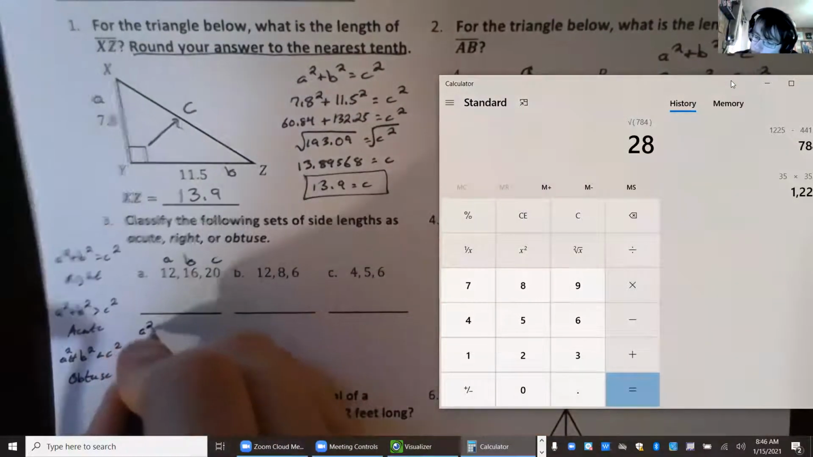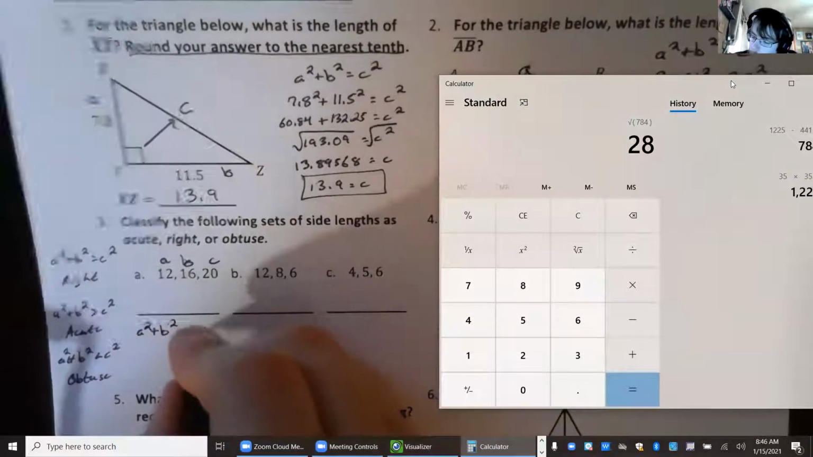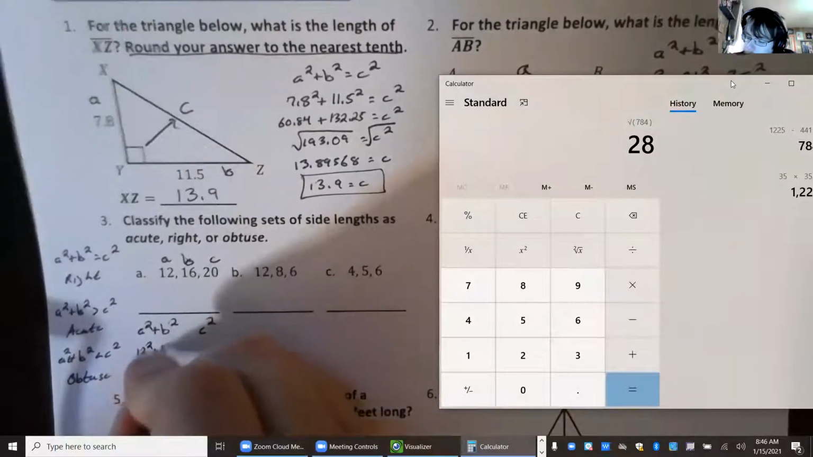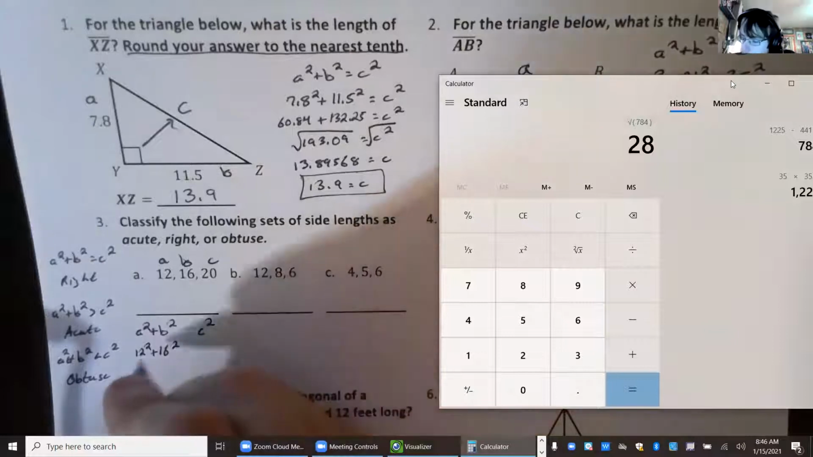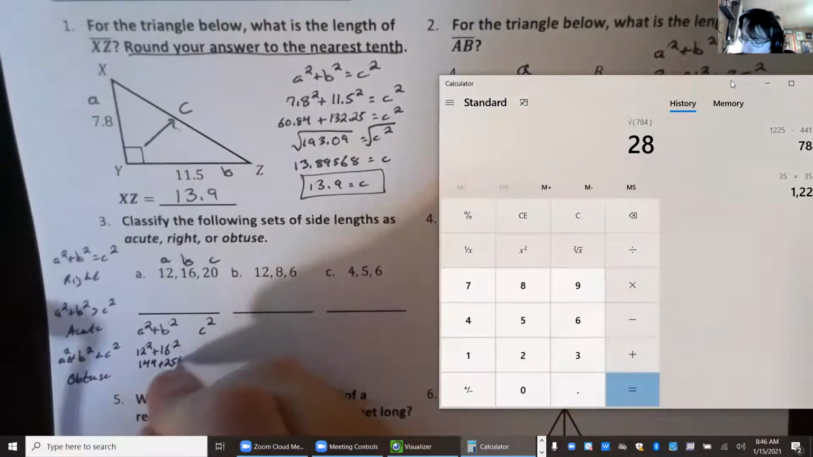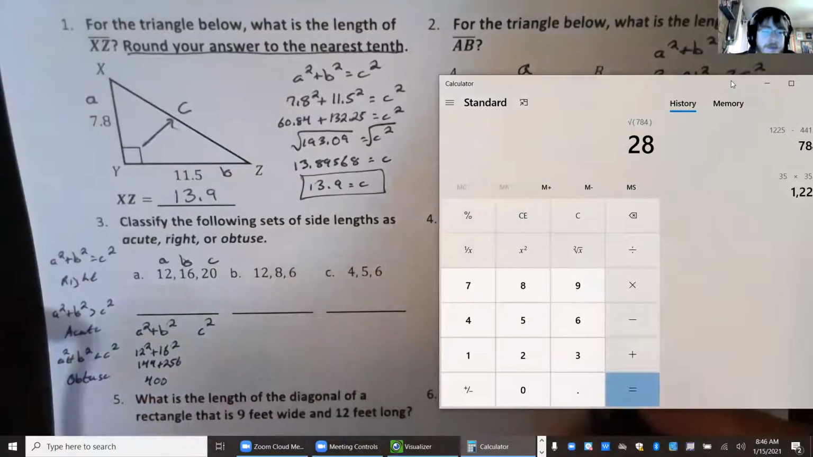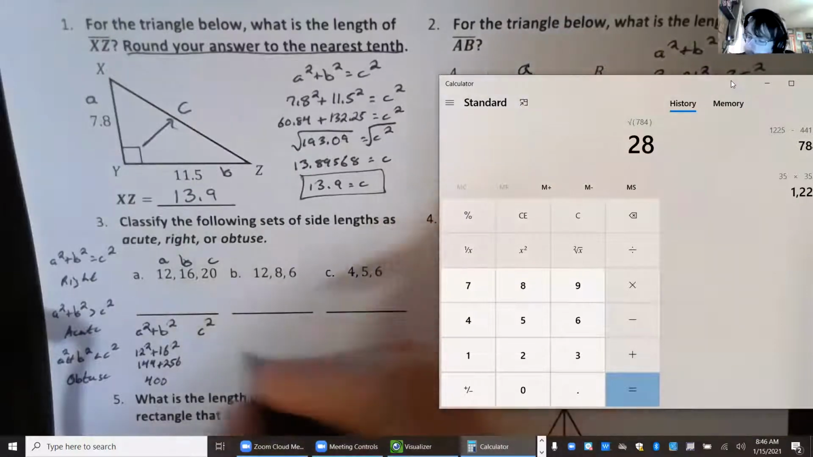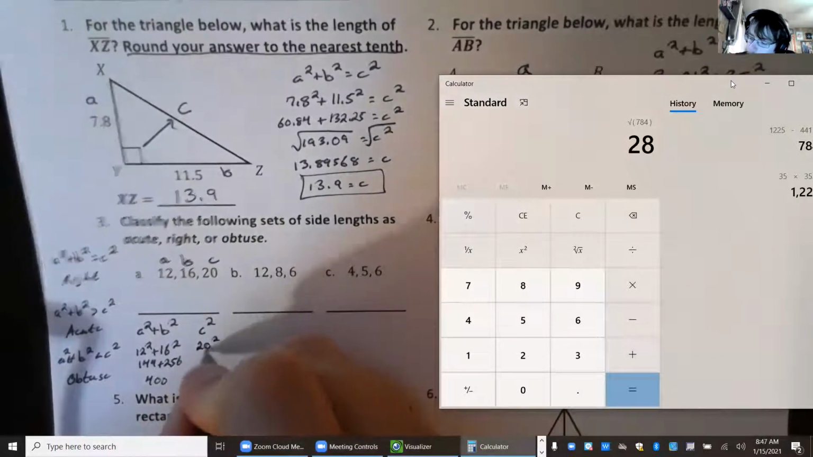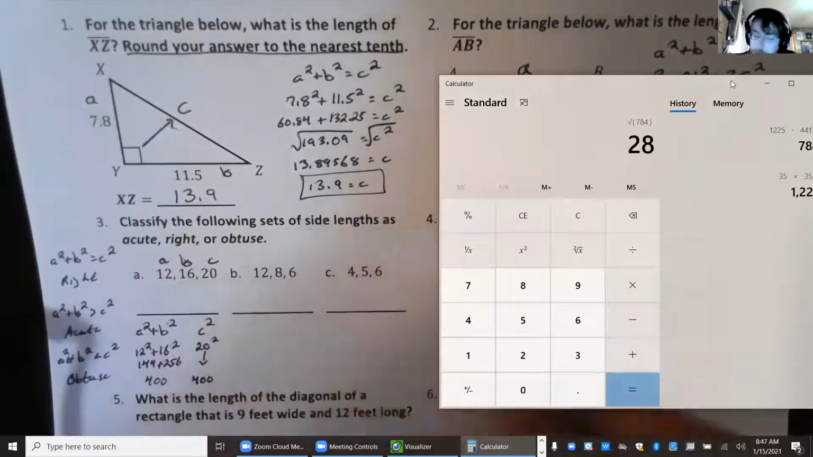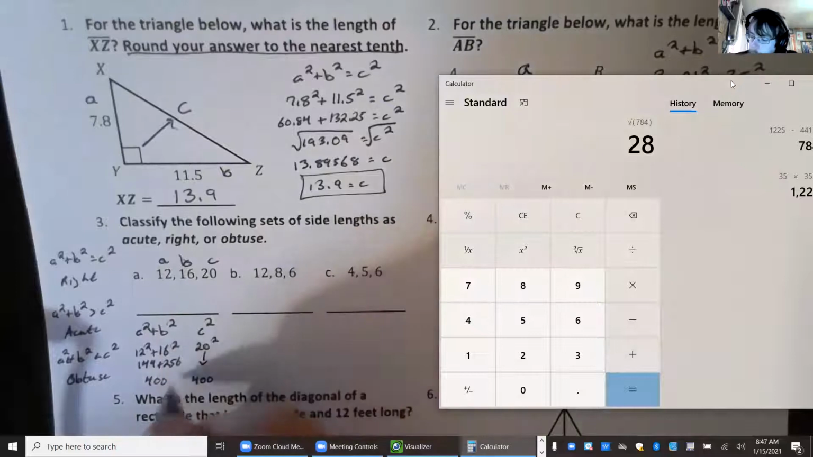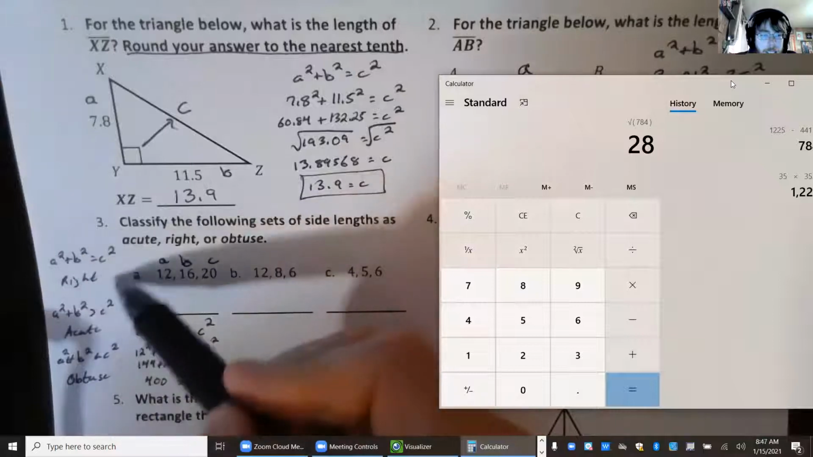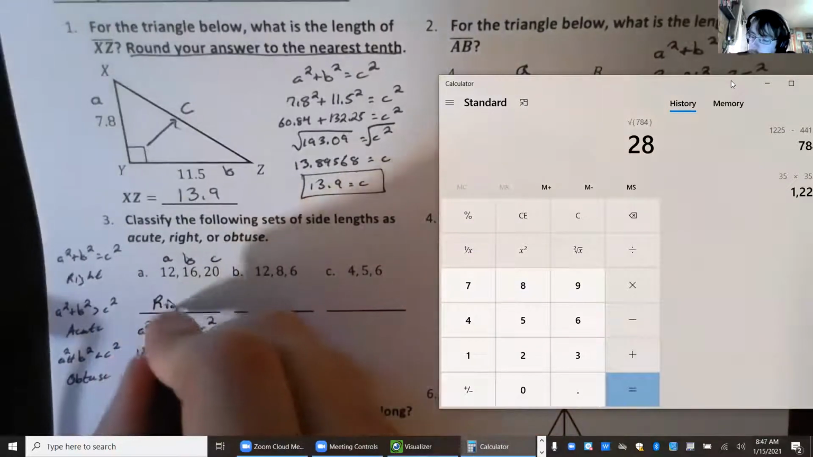So we do A squared plus B squared, and we're going to do C squared in a bit. So A squared plus B squared is 12 squared plus 16 squared, which would be 144 plus 256, which is 400. Okay, now that we know A squared plus B squared, we have to figure out C squared to compare it to it. So we have 20 squared, and if you take 20 squared, you get 400. Since 400 is equal to 400, we look at our rules here, and that would mean that it is a right triangle.